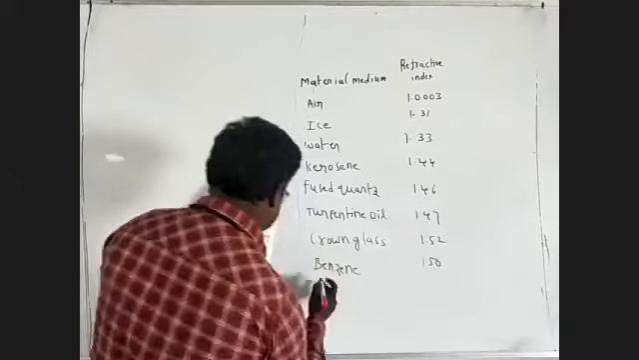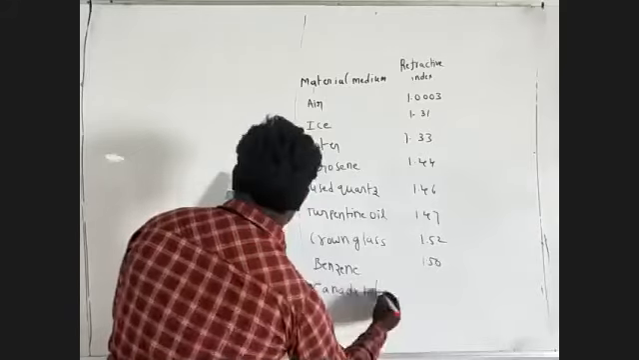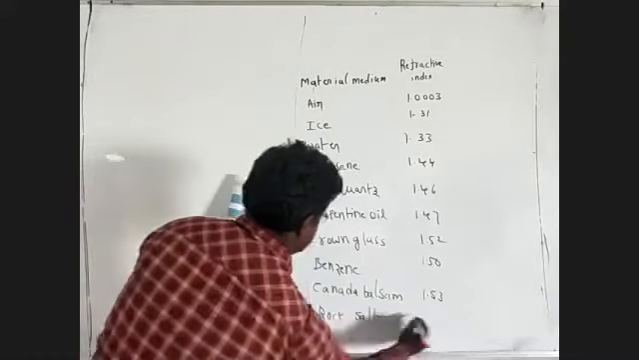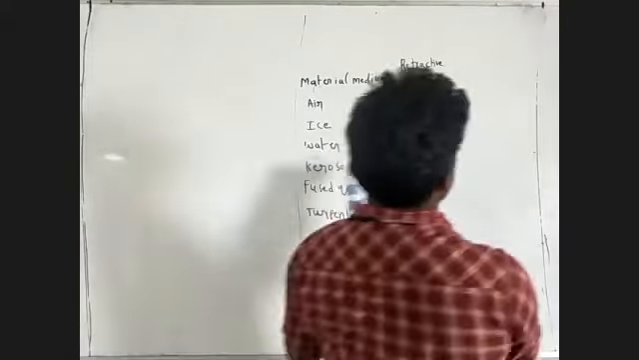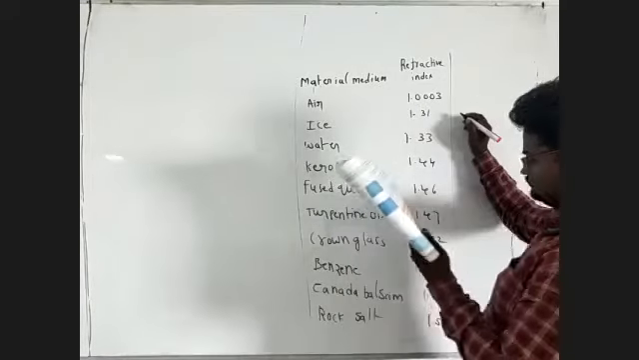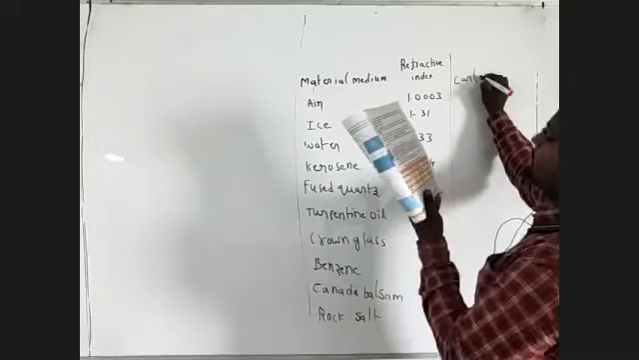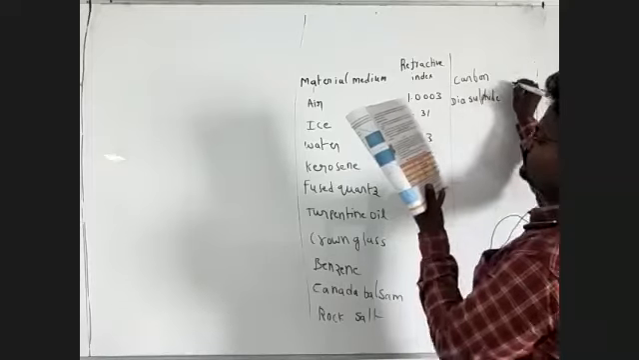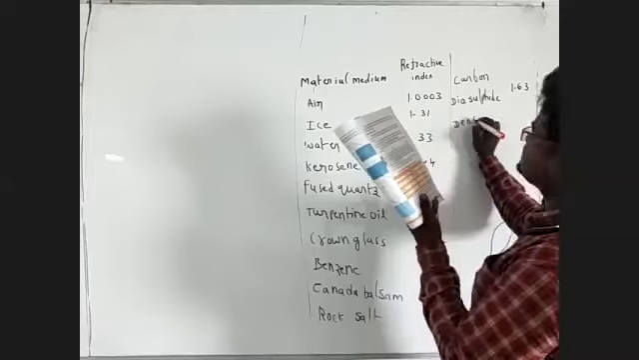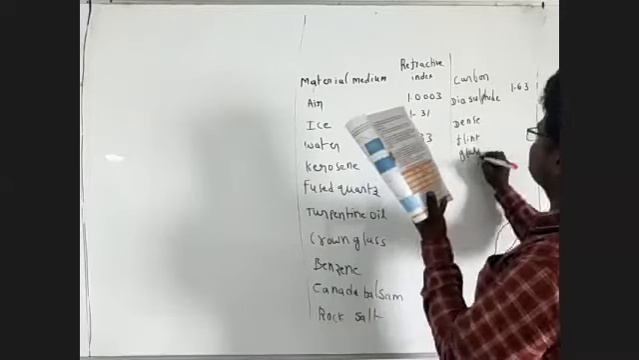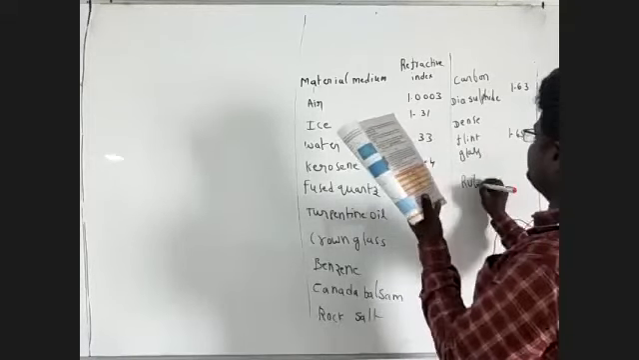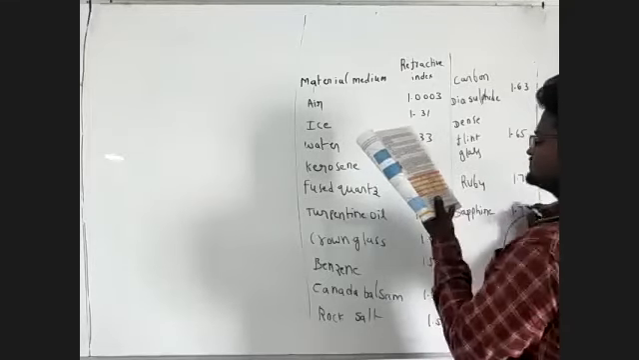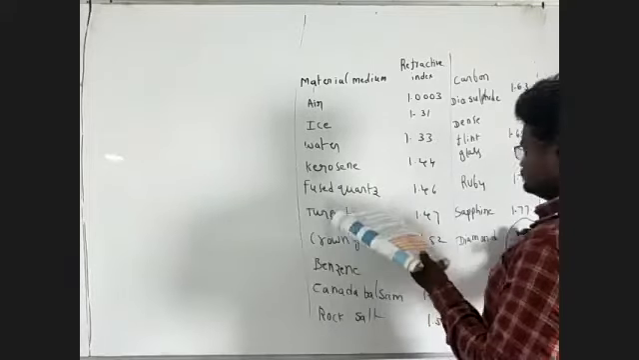Canada balsam 1.53. Rock salt 1.54. Carbon disulfide 1.63. Dense flint glass 1.65. Ruby 1.71. Phosphite 1.77. Diamond 2.4.